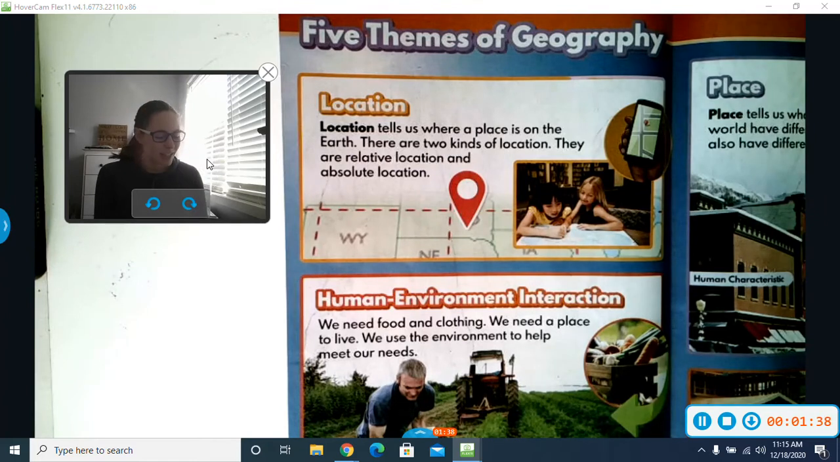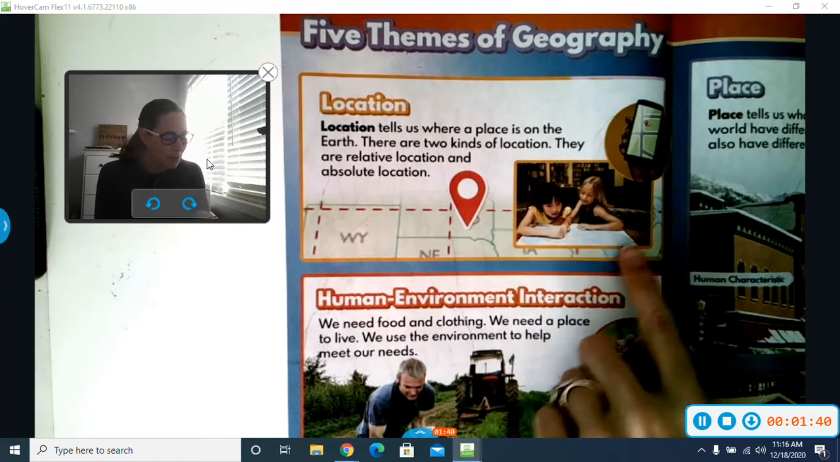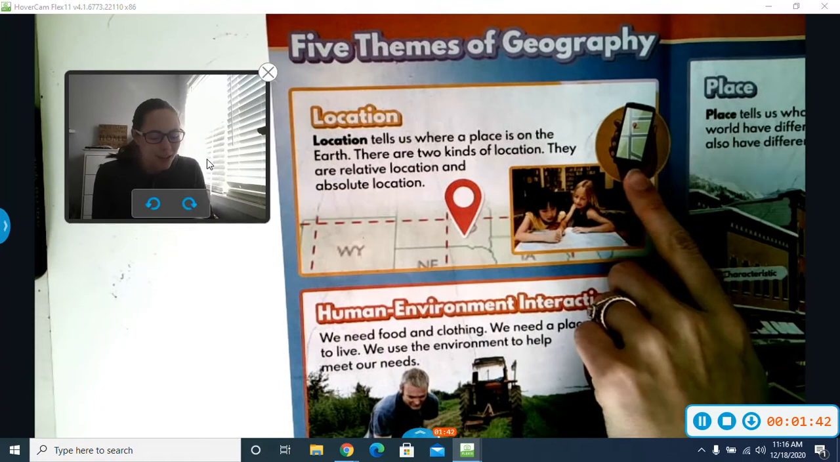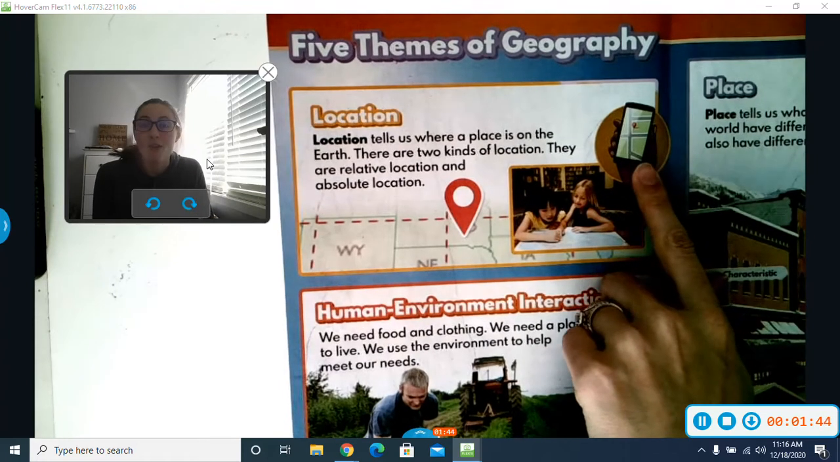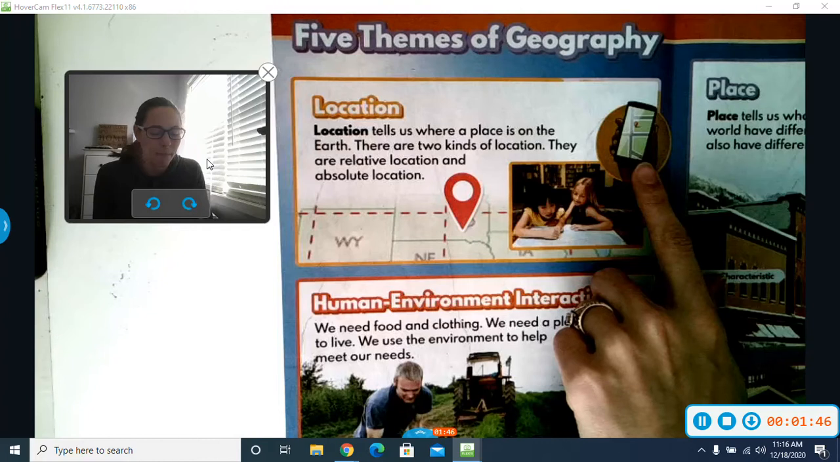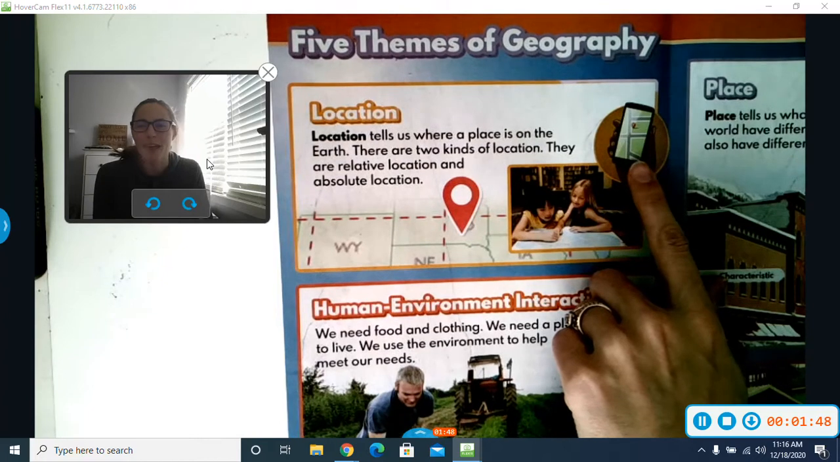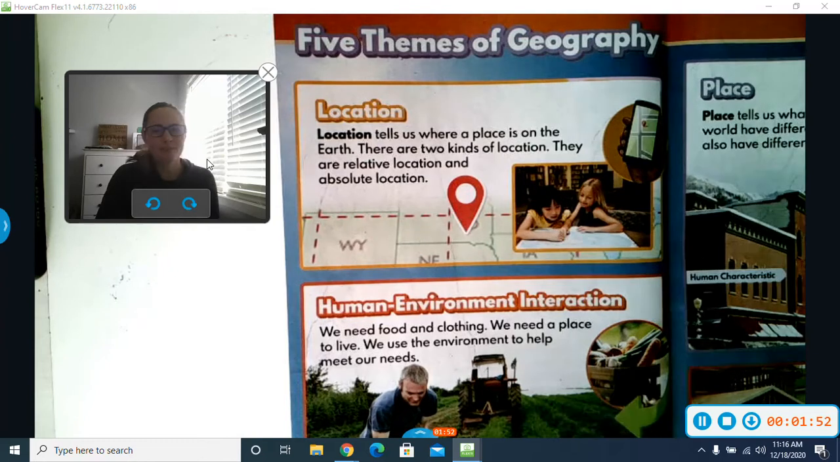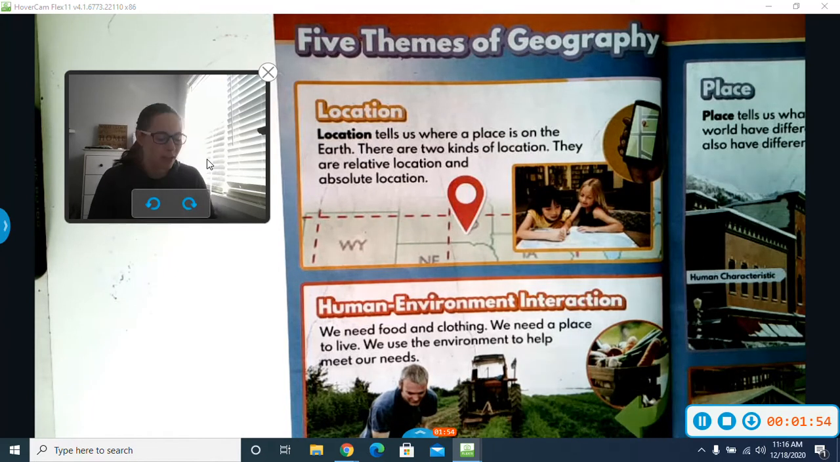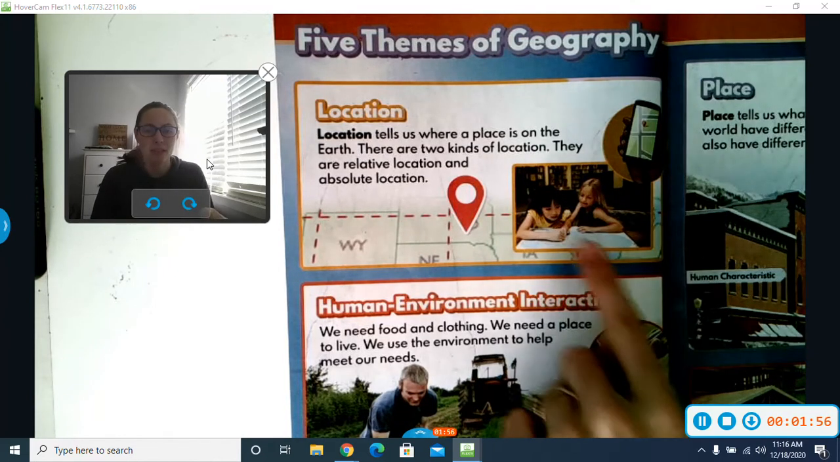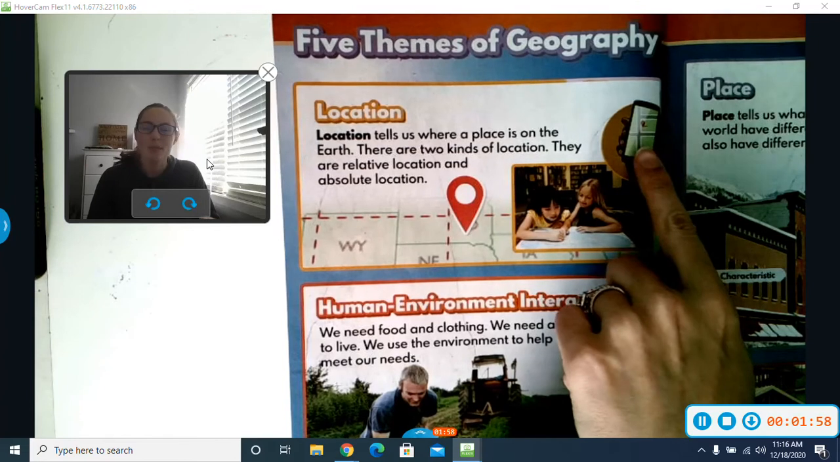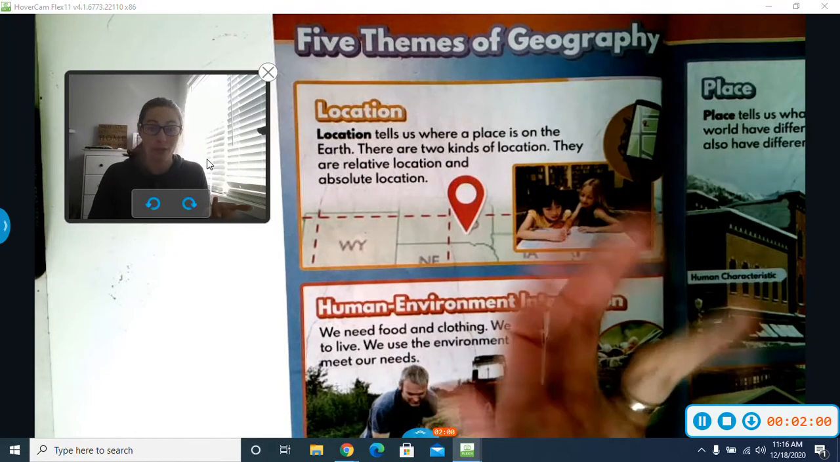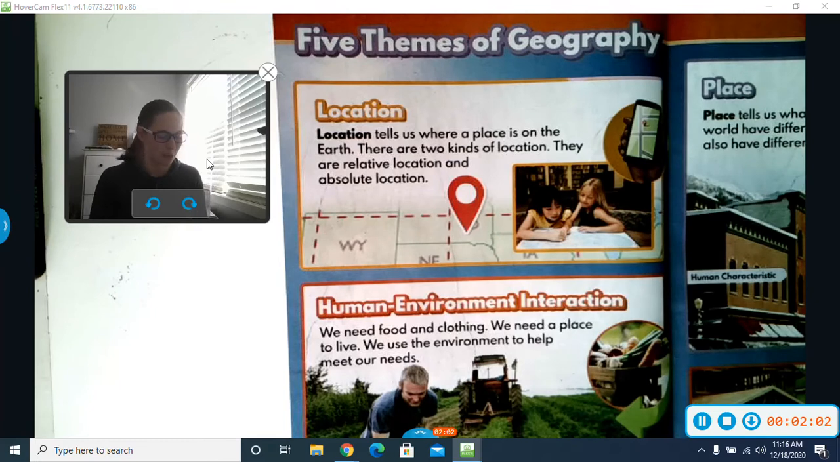So you can see there are some girls looking at a map. And then also there is someone here holding a phone, which maybe you've seen before or you've used before, where you look at a map on a phone to see where something is. Okay? So relative would be like looking at this big map like these girls are. And absolute would be like using your phone to find your friend's house or find grandma's house. So you can go there.